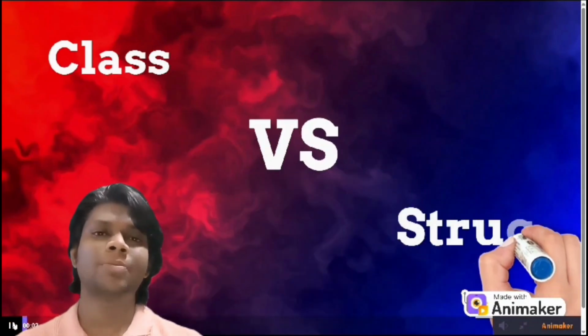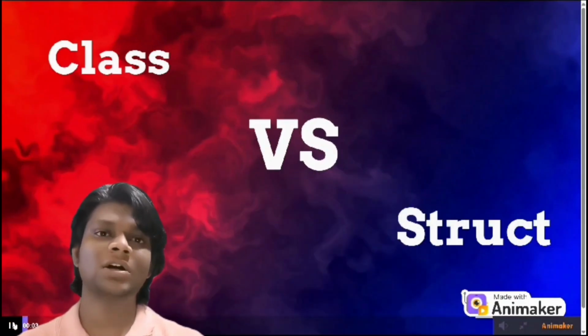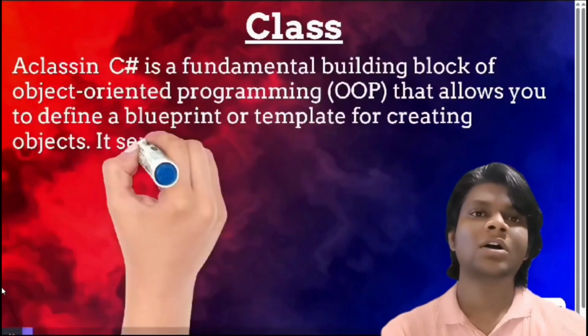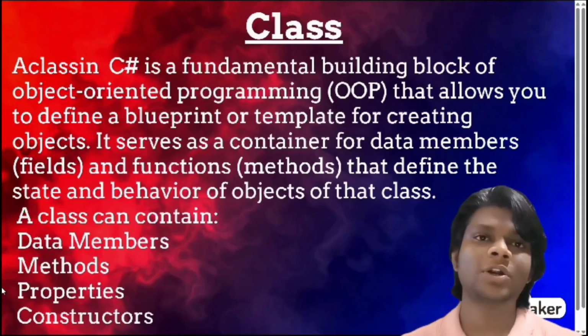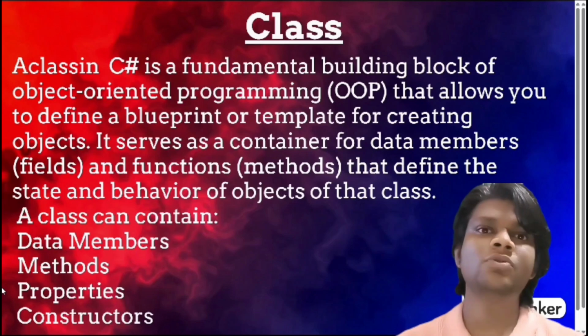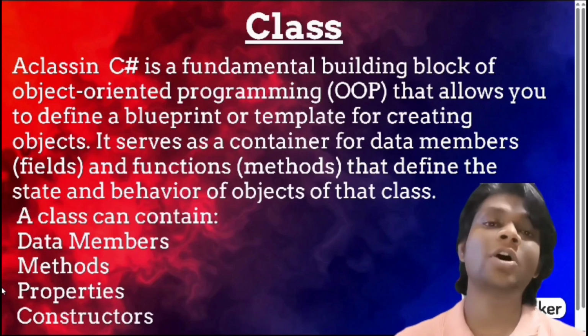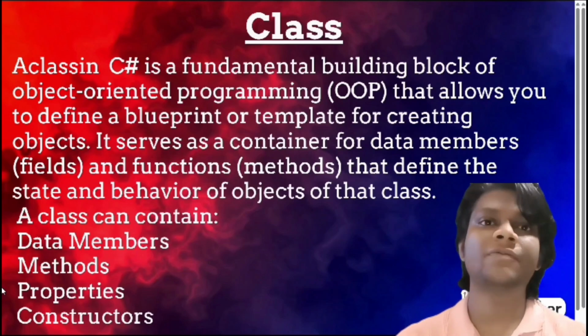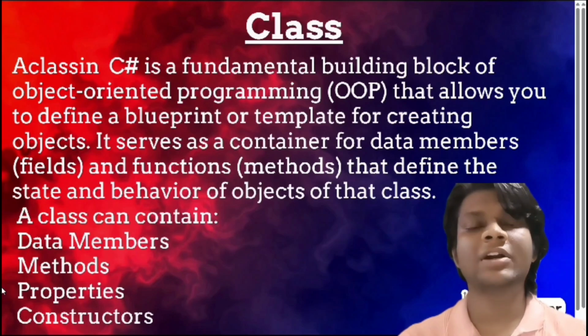Today we are going to discuss a topic in C#, the difference between class and structures in C#. So a class in C# is a building block in object-oriented programming, which is used to create objects. It gives you a rough idea of a blueprint or a template for creating an object. It serves as a container of data and functions that defines the state and behavior of the objects of a class.